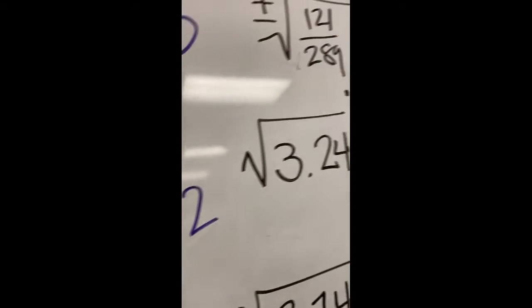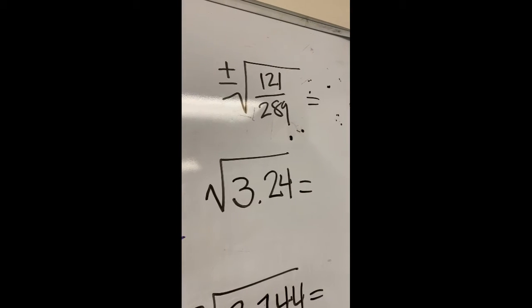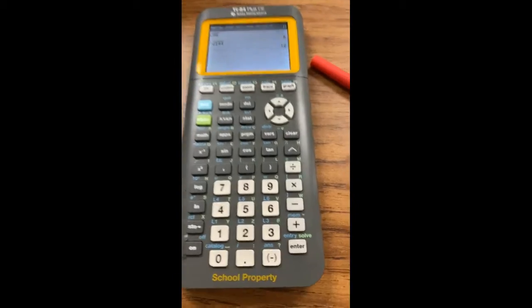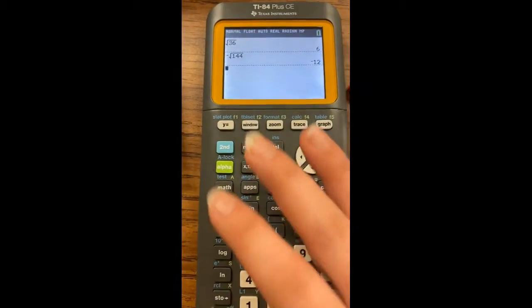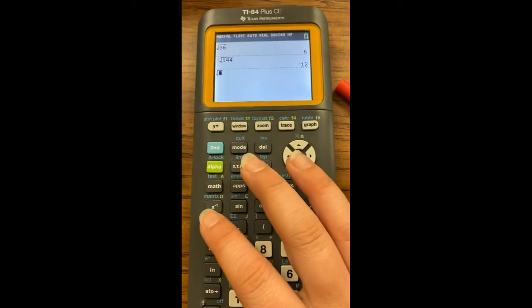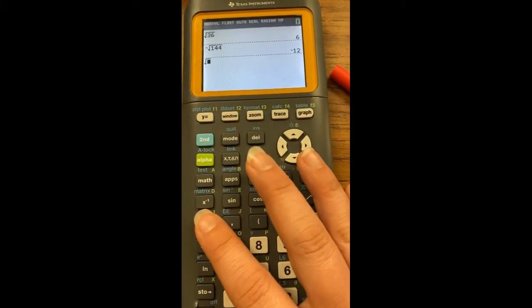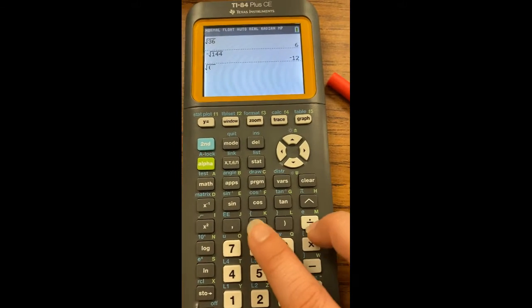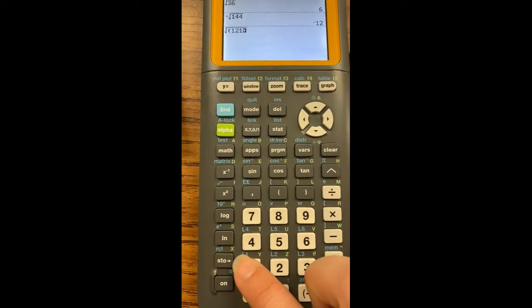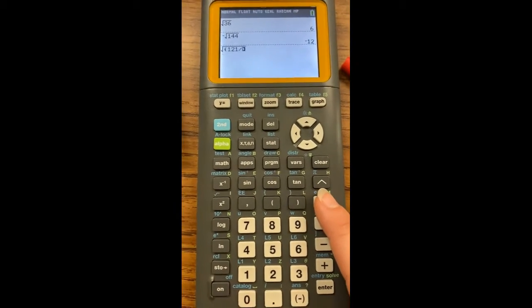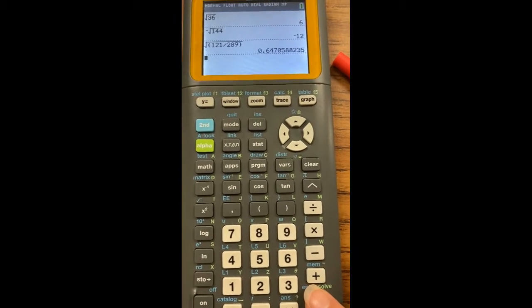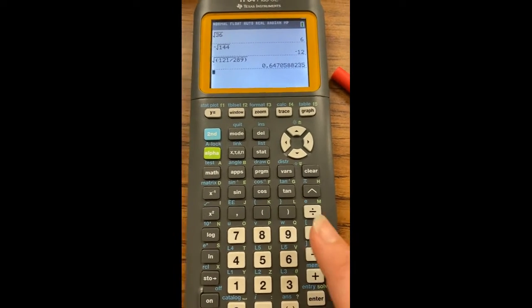All right, next, I want to do this. Positive or negative square root of 121 over 289, okay? So I don't have to do anything with a positive or negative. I just need to make sure that I add that at the end. So we're going to do second square root. And it is 121 over 289. So I need to make sure it's a fraction, so I'm going to put parentheses because I want to make sure that this is in fraction form. So 121 divided by 289, and I'm going to close parentheses. Enter.